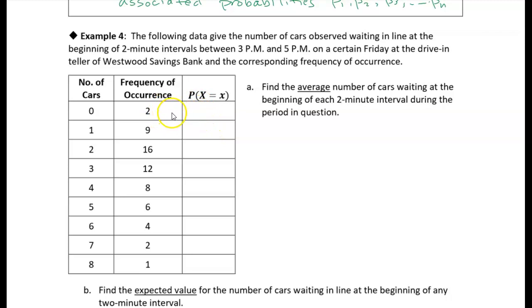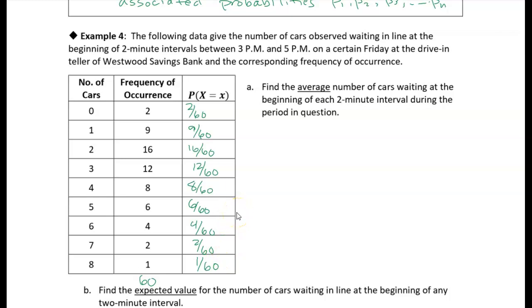If we add up all these intervals where we took data, we had 60 data points. There were two-minute intervals over a 2-hour period, so it makes sense that there would be 60 data points. The probability is just 2 out of 60, 9 out of 60, 16 out of 60, 12 out of 60, 8 out of 60, 6 out of 60, 4 out of 60, 2 out of 60, 1 out of 60. It's just the relative frequency. That's our probability distribution.